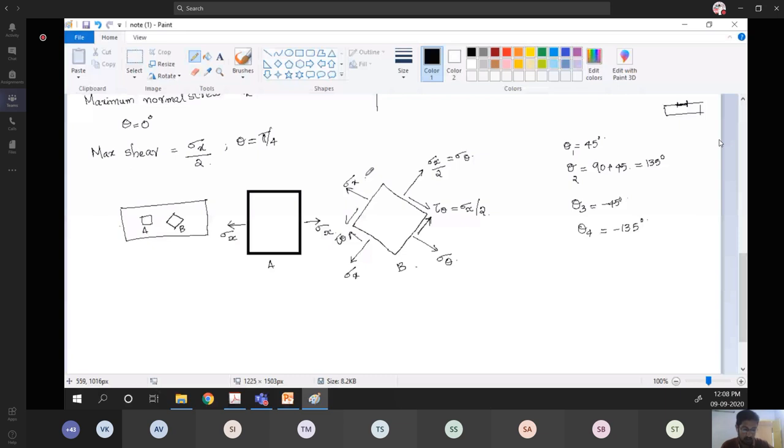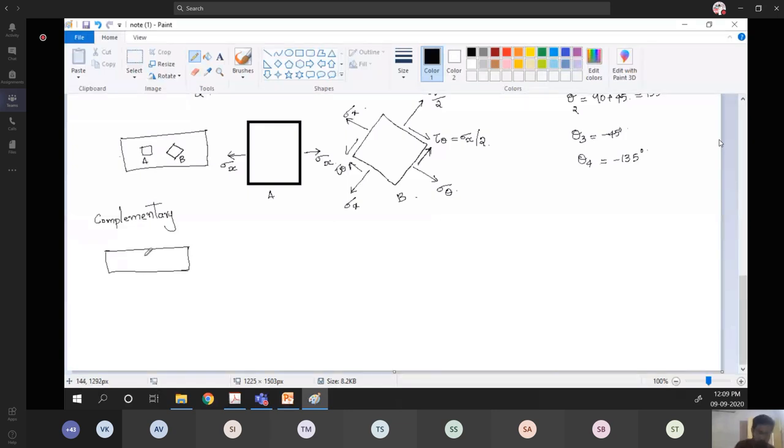I need to define one more term called complementary stress here. I think I have explained it already, but I didn't use the term complementary. We have a two-dimensional representation of a bar, and we consider a plane at an angle theta. So complementary stress is defined with respect to a plane called complementary plane, which is nothing but a plane perpendicular to what we are drawing here.